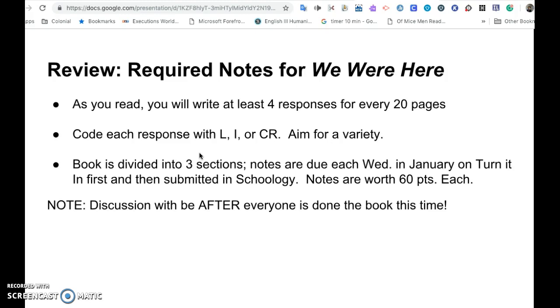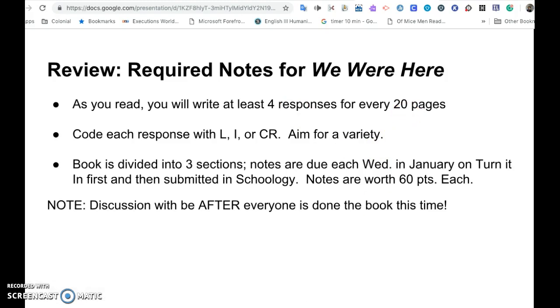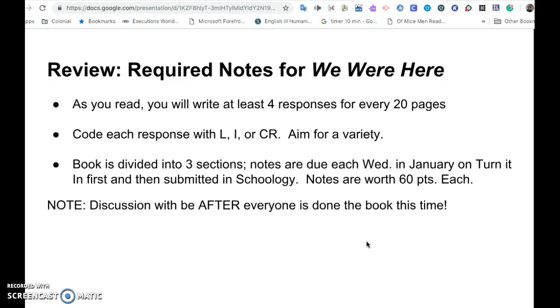So let's review what I just said. For We Were Here, you're going to be writing reading response notes. And as you read, you'll write at least 4 responses for every 20 pages. You're going to code each response with either an L, an I, or a CR. L is literal, I is inferential, and CR is critical response, and you want to aim for a variety. The book will be divided into 3 sections, and your notes are going to be due each Wednesday in January. First on Turnitin, and then you'll submit it to us in Schoology for a grade. Your notes will be worth 60 points each.